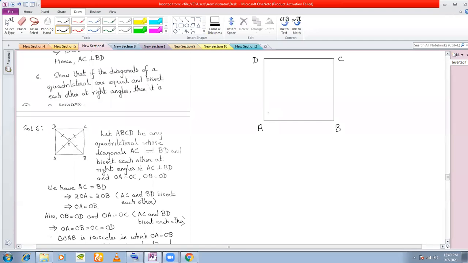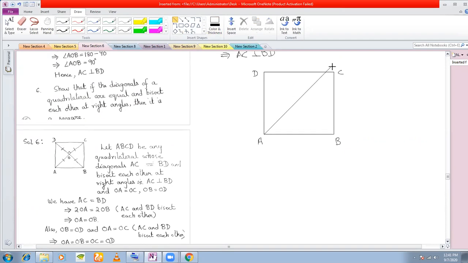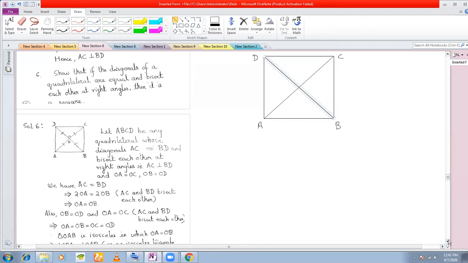What is given here? That the diagonals of this quadrilateral ABCD are equal. So let us draw the diagonals of this quadrilateral. So these are the diagonals. It is given that the diagonals of this quadrilateral are equal. Let us call the point of intersection of the diagonals O.